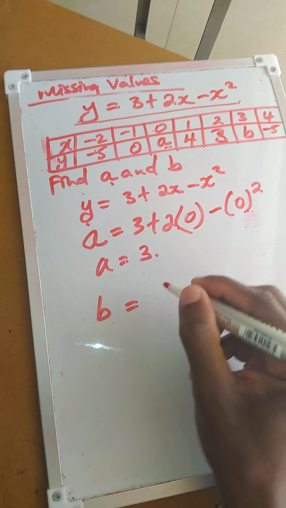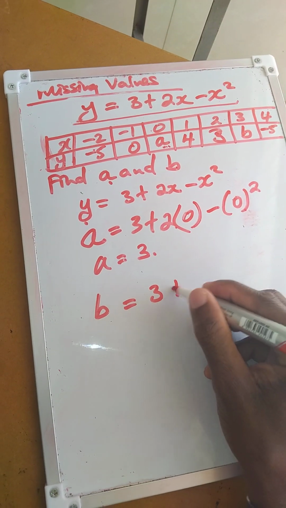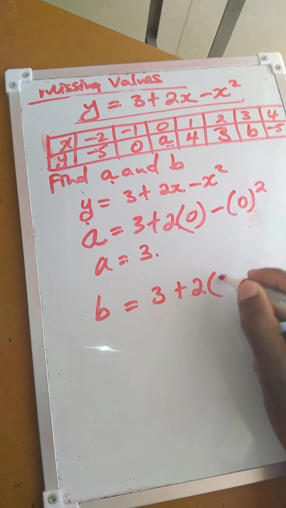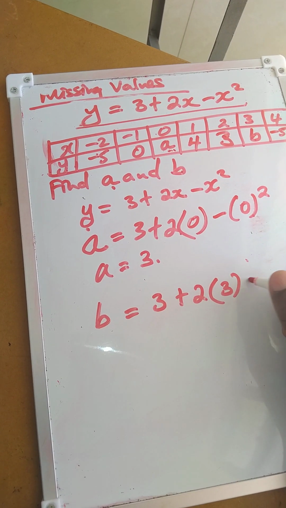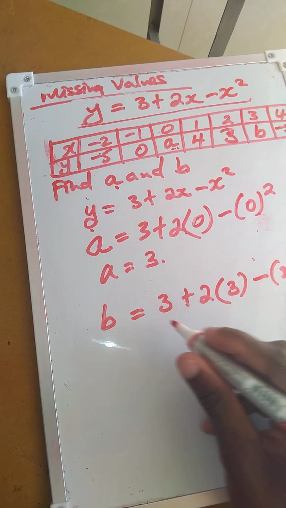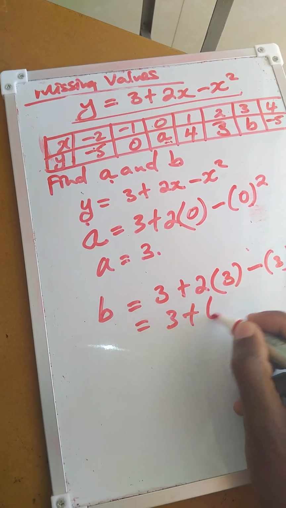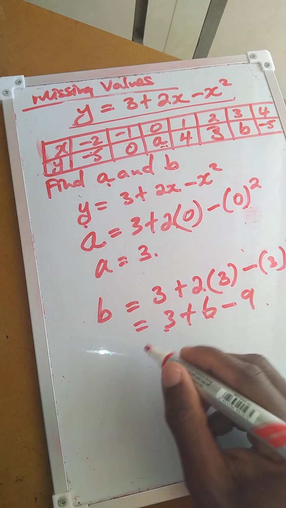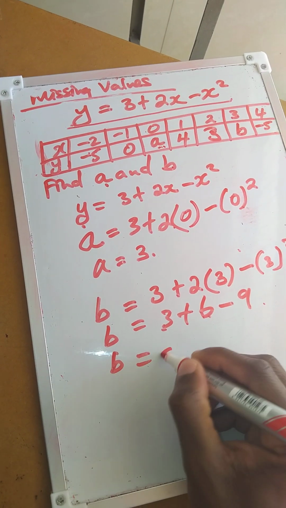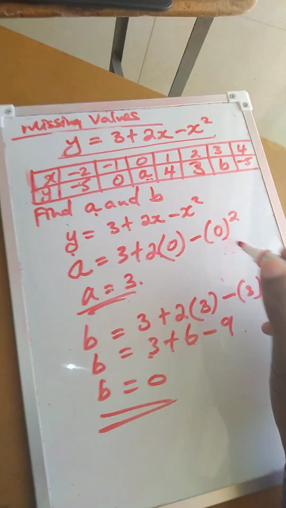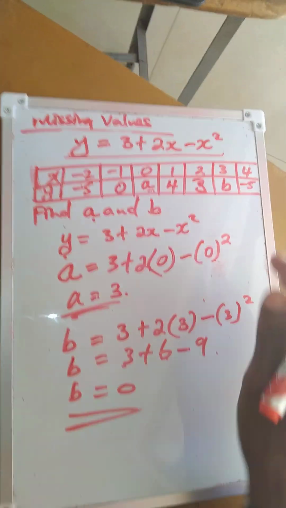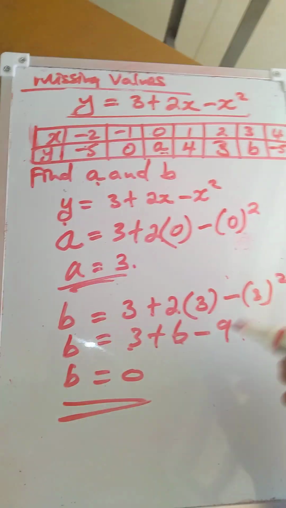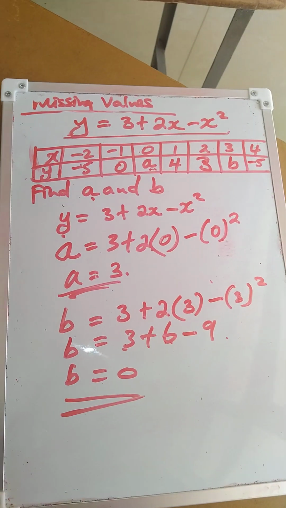Then b is equal to 3 + 2x - x squared. For B, x is 3. Then minus 3 squared. So we get 3 plus 6 minus 9. So 3 plus 6 is 9, minus 9 is 0. So b is equal to 0. So those are the missing values. So this is step 1, complete the table of values. Right, done now.